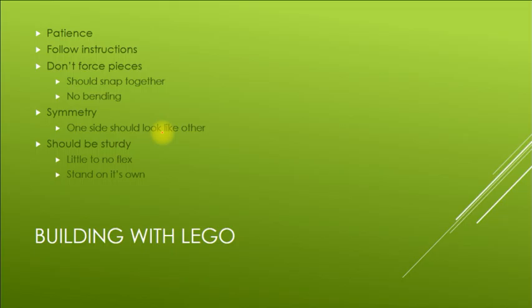You should have symmetry. One side should look like the other side. If one side has more pieces, then you may have done something wrong. And it should be sturdy. It should be solidly built. You shouldn't have any wobble or leaning to one side or something like that. This is something that you can do with your partners and have them check things out.